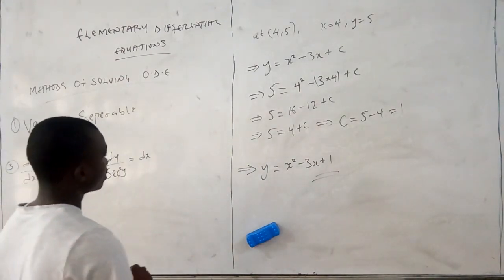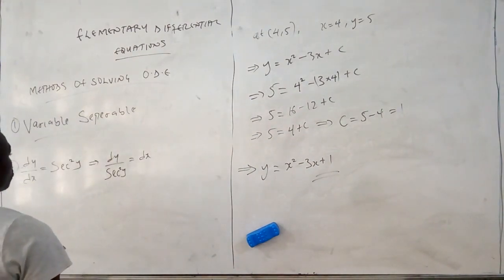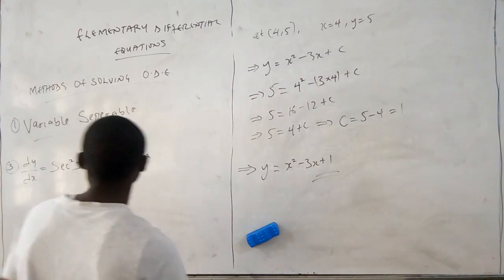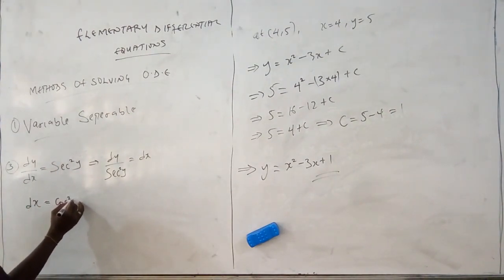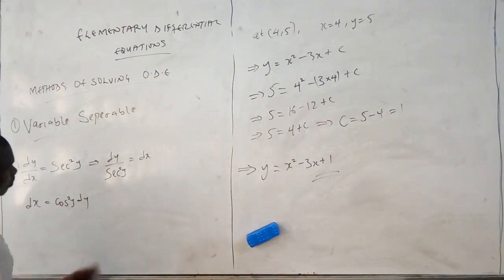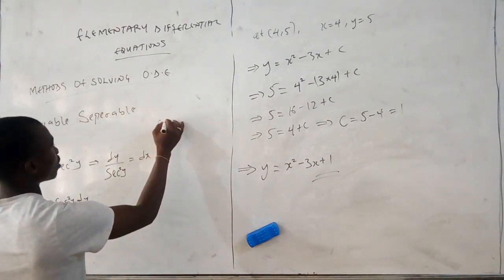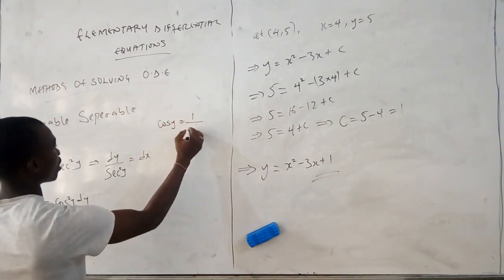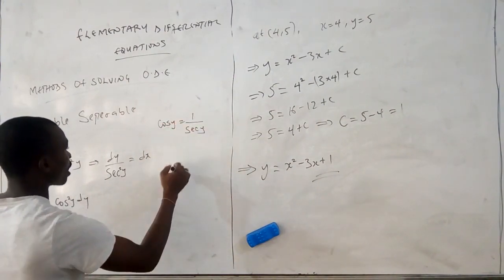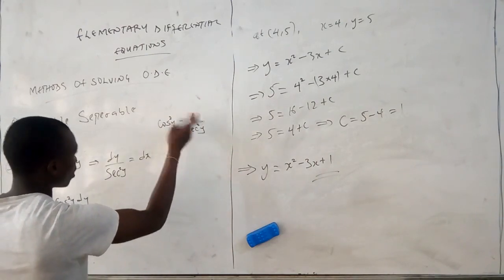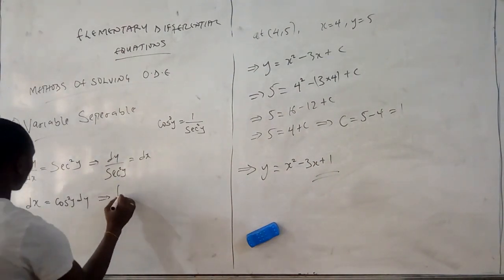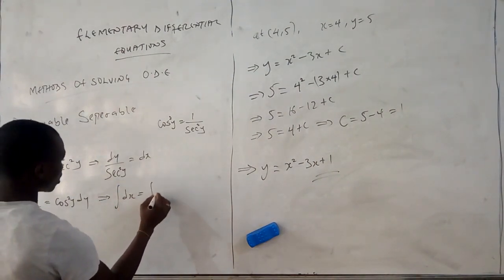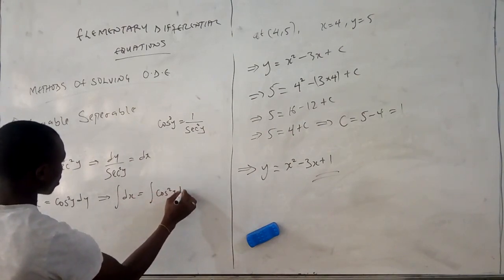So if you integrate, 1 over sec square y can also be written in another form, whereby our dx is equal to cos square y from trigonometry, because we know that cos y is equal to 1 over sec y. So once there is square, it goes like that. Then you integrate both sides. Integral of dx is equal to integral of cos square y dy.